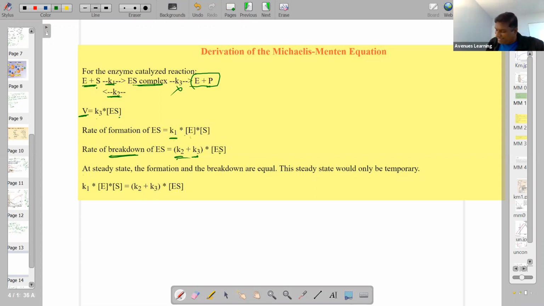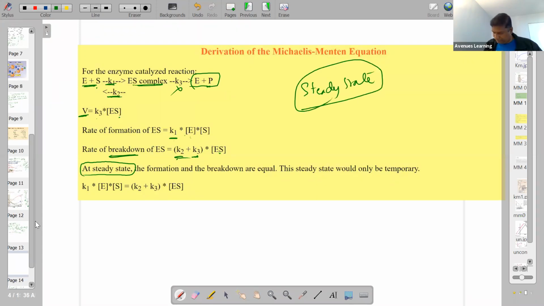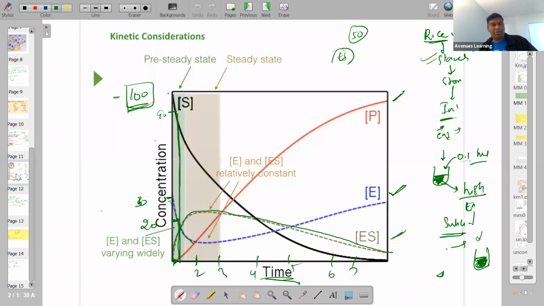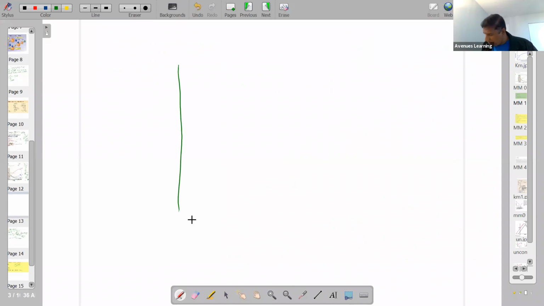Okay, now at steady state. Now this is where it becomes important. Michaelis-Menten equation is based on the steady state of the reaction. What is steady state? Now, if you look at the steady state part of this reaction, let me just make it a bit easier for you.